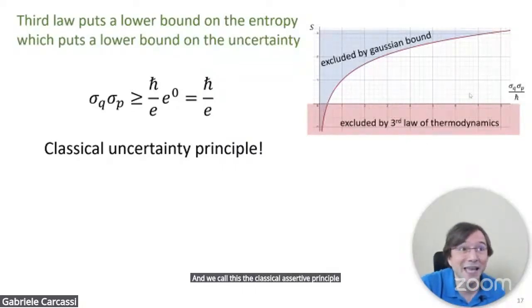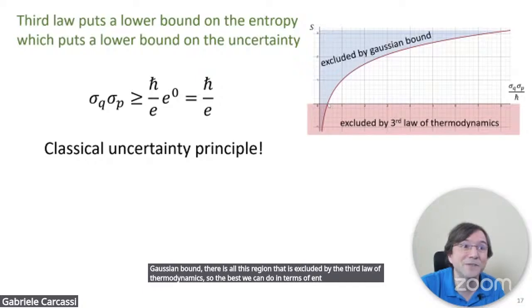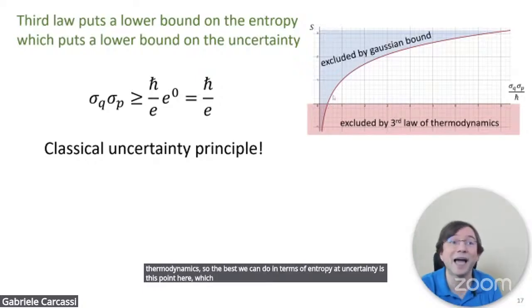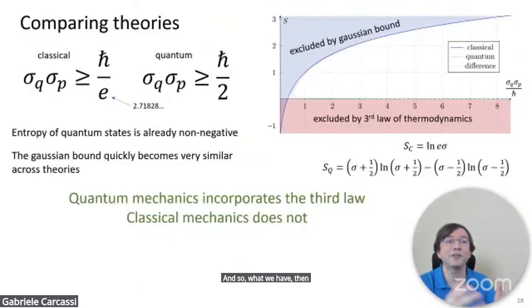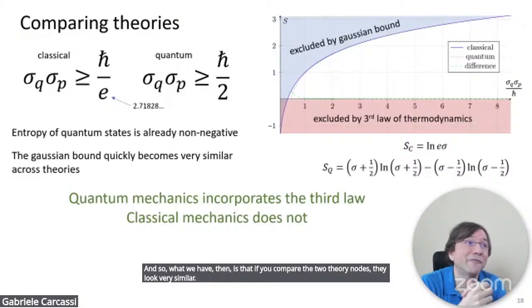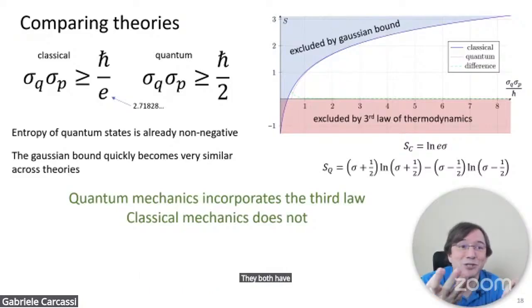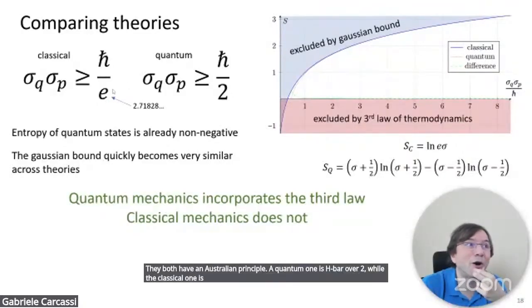And again, you can see here in the graph what happens. We have all this region that is excluded by the Gaussian bound. There is all this region that is excluded by the third law of thermodynamics. So the best we can do in terms of entropy and uncertainty is this point here, which happens to be a Gaussian state. And so if you compare the two theories now, they look very similar. They both have an uncertainty principle. The quantum one is h bar over 2, while the classical one is h bar over e.